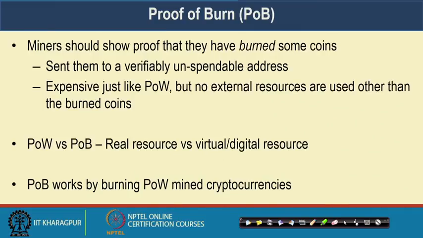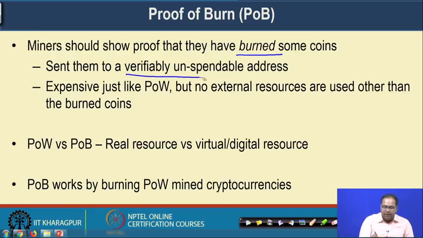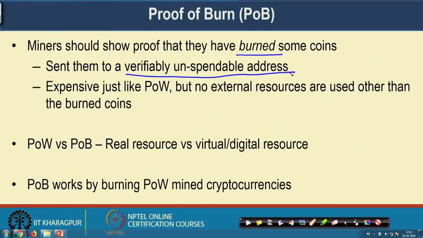Another consensus mechanism that has been discussed widely in the literature is called proof of burn. In case of proof of burn, the miner should show a proof that they have burned some coins. By burning, they have to send them to a verifiably unspendable address. During the discussion of Bitcoin script, we showed you how you can write a script through which you can send some Bitcoin to a verifiable unspendable address, where no one will be able to spend that Bitcoin. So, you have to burn that coin. The idea here is that it is as expensive as proof of work.